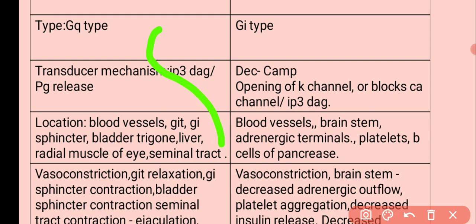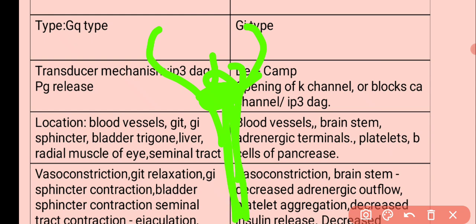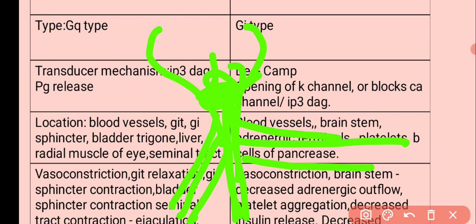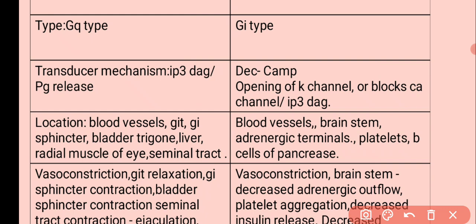In the medulla, stimulation of alpha 2 receptors decreases the adrenergic outflow towards various organs. Adrenergic outflow towards the various organs means it decreases the adrenergic activity. Then they are also present on the blood vessels, on the platelets, and on the beta cells, the B cells of the pancreas. Here, it is associated with platelet aggregation and decreased insulin secretion.